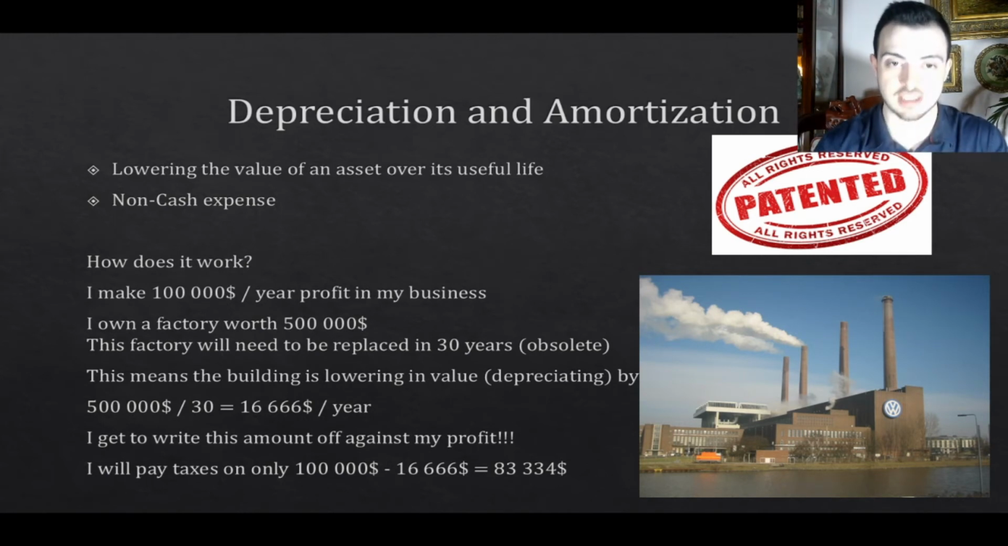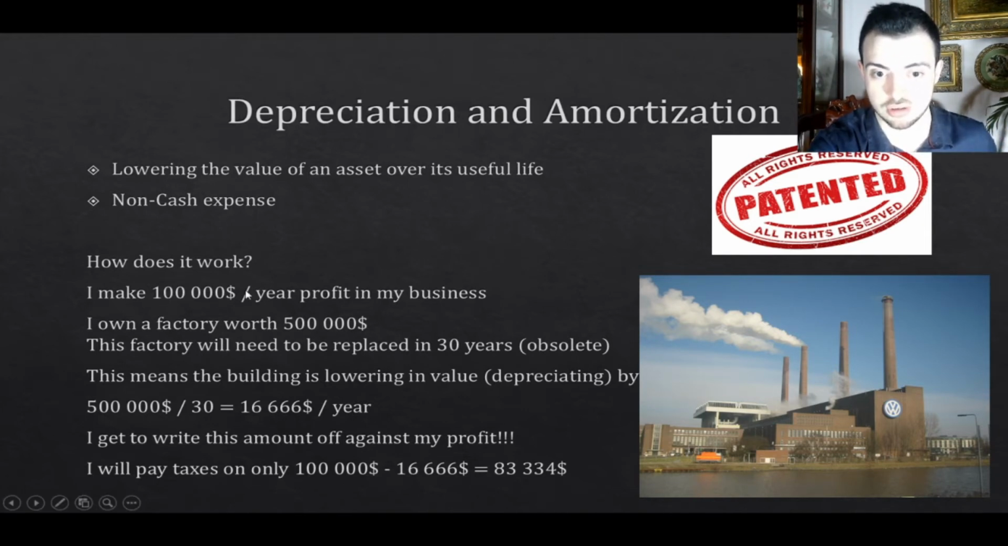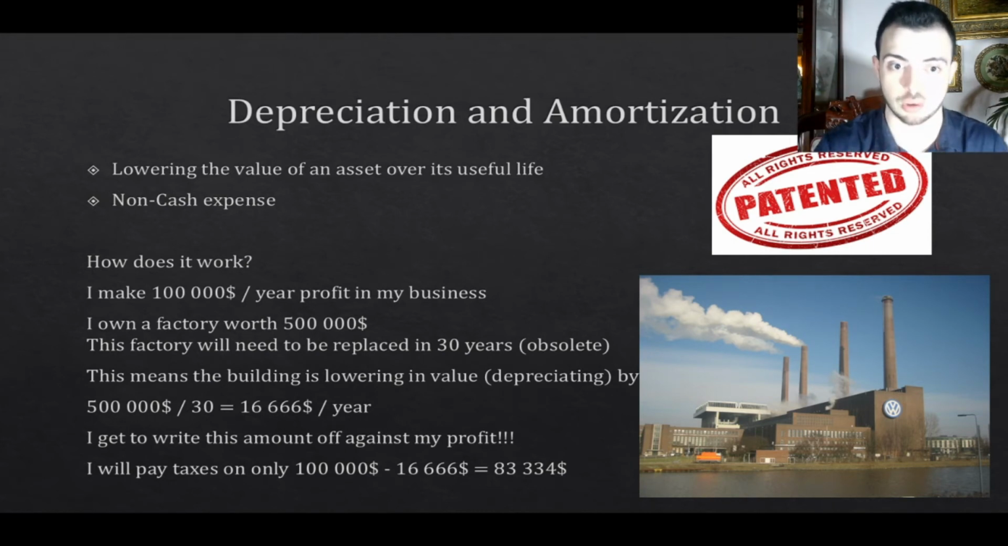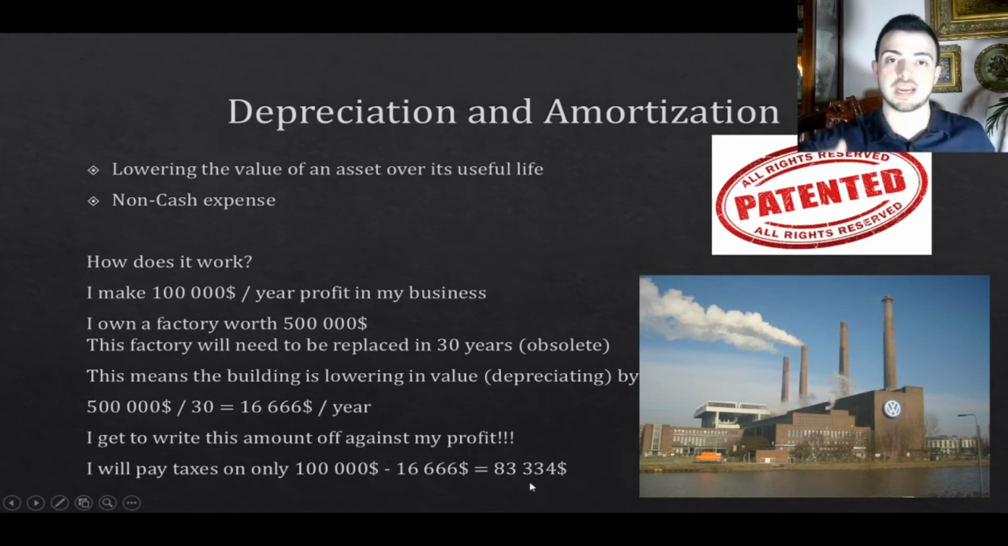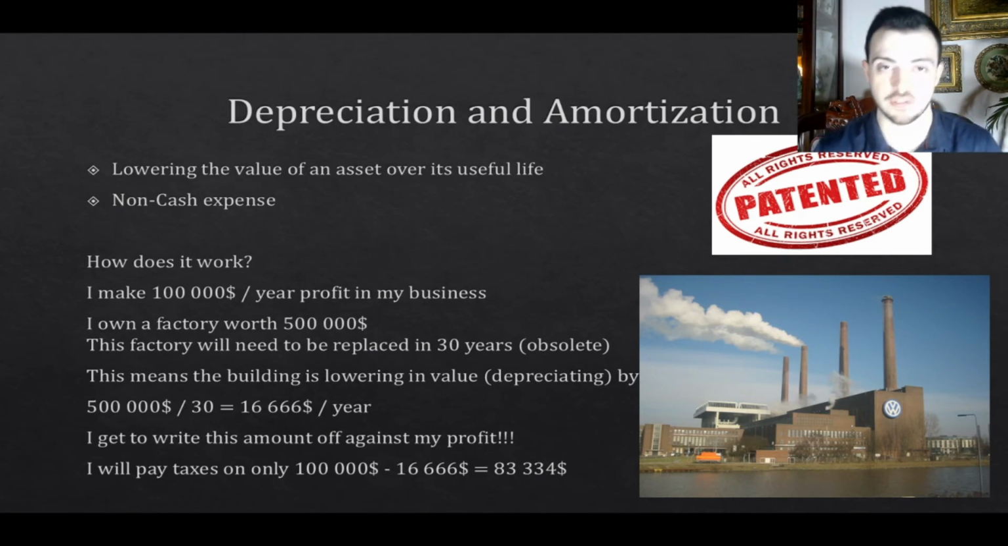What the advantage is of this is that a company can write it off against its profit. So remember, the profit in this case was $100,000. Then I could write it off as an expense, even though I didn't pay to replace the building already. It's a non-cash expense. This is what's important to remember. So I will pay taxes on only $83,334. So that's $100,000, which is my profit, minus depreciation expense, equals that. So a company gets to save money every year, and eventually, yes, they'll have to dish out the money to buy a new factory. But they've been saving it for 30 years. They could grow the business with that money in 30 years. So that's why companies do it.